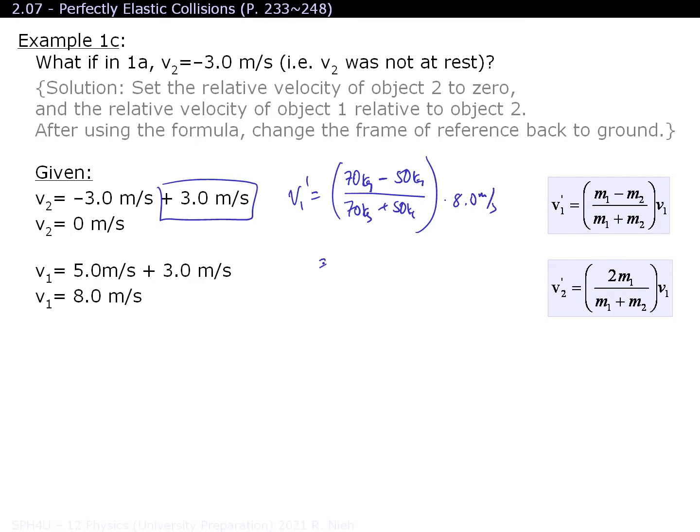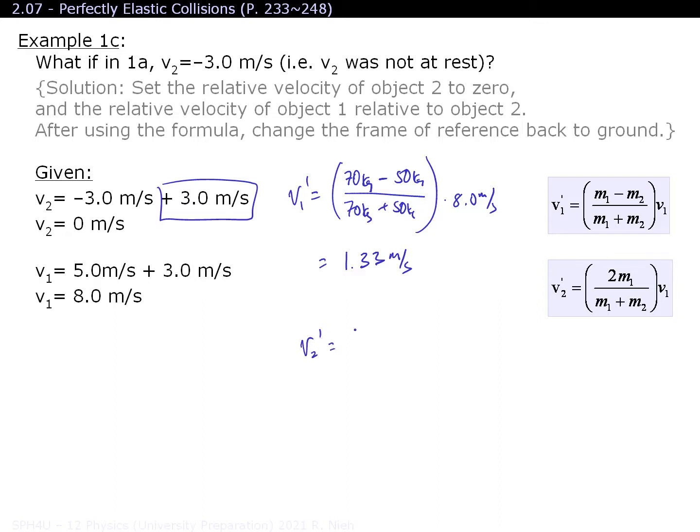7 minus 5 gives us 2, so it's 2/12 times 8, and I get an answer of 1.33. Again, this is from the frame of reference of object number 2. All right, we need to convert back to ground afterwards. I'm just going to pause there for now. I'm going to move on to the second formula.